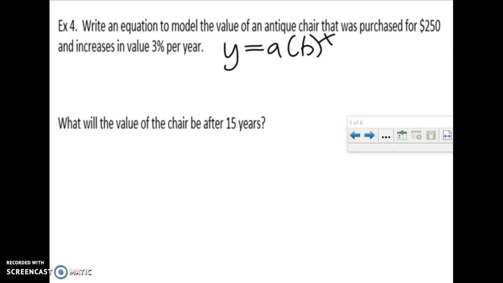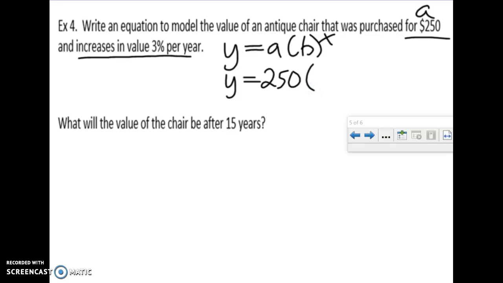To model the value of an antique chair. Is anybody into antiques? Anybody into collectibles? These are things that usually increase in value or hold their value. So if it was purchased for $250 and increases in value by 3% per year, what's the equation? Well, the y is going to stay the same. The initial value is the $250. That's the price of the antique chair.